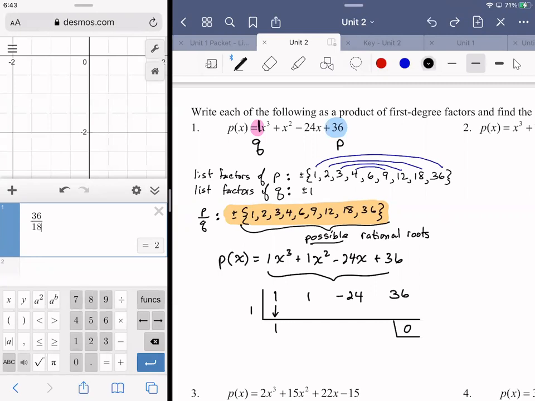And again, working means that the last column adds to 0, because our remainder has to be equal to 0. So then I would try negative 1. Alternate back and forth between positive and negative. So 1 times negative 1 is negative 1. Add it together, you get a 0. Times negative 1 is 0. Add it together, you get a negative 24. Multiplied by the negative 1, I get a positive 24. Add it up. That doesn't give me a 0 either.